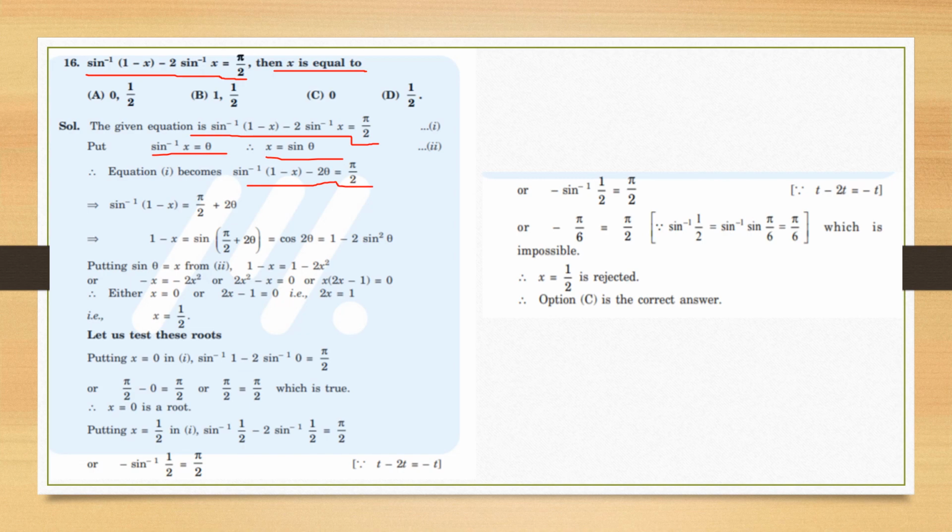So sin inverse (1 minus x), take pi by 2 and 2 theta altogether to the other side, so plus 2 theta. Now again operate by sine. I get 1 minus x as sine of (90 plus 2 theta). So sine (90 plus theta) is always cos theta, so it will become cos 2 theta. The formula I'll change to 1 minus 2 sine square theta. Now as sine theta is x, this whole expression becomes 1 minus x equal to 1 minus 2x square.